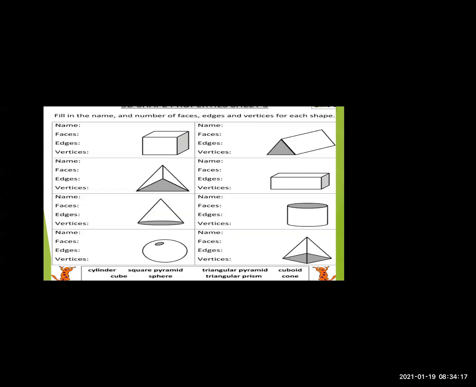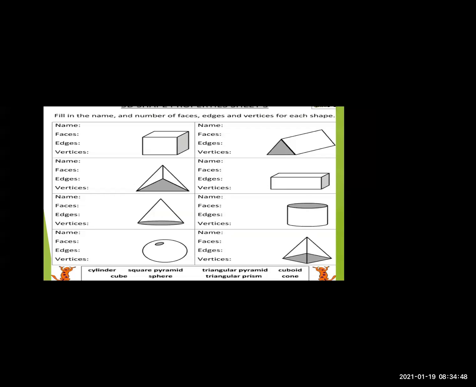Can anyone tell me what is the name of the next figure? After cone, what is the next one? Okay, it is a sphere. It is round shape. So that's why it is a sphere. The name of this figure is sphere. It has one circular face, but it doesn't have any edges or vertices.